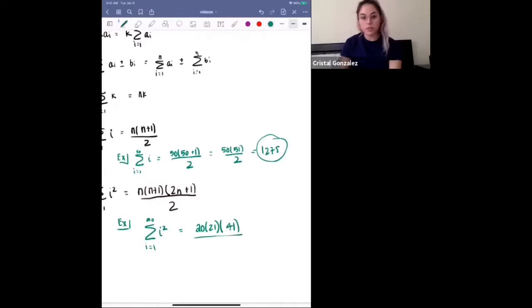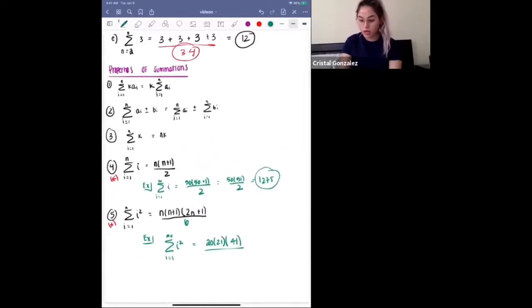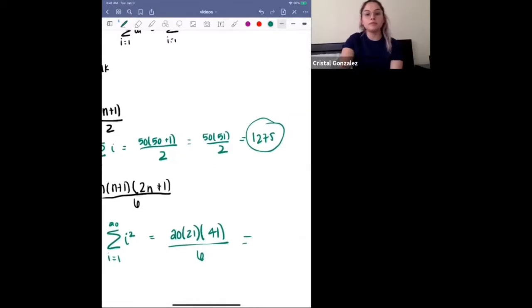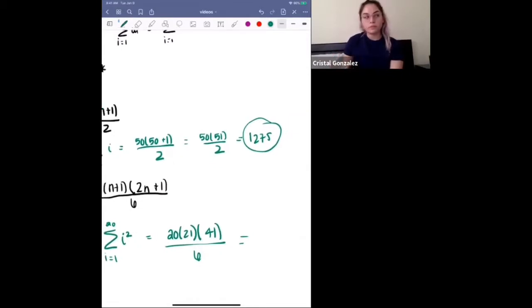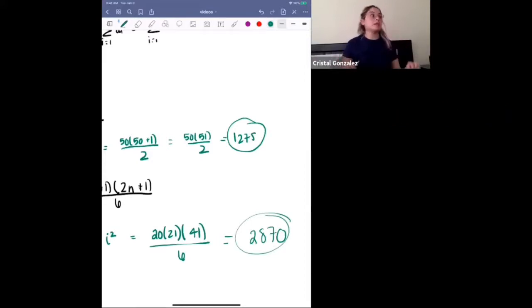All over, oops, this should not be 2, this should be 6, sorry. I was looking up here and not thinking. But that should actually be 6. Noticed that when I was about to write down the formula. It's okay. And so then we divide by that, and we get 2,870. So that's if we do it for 6.